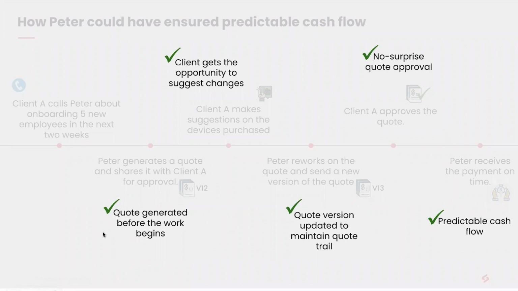beginning, where the code was generated even before the work was started, and the client gets the opportunity to make changes before they receive an invoice, and Peter does not have to create a new version of the code or a new code. Instead, Peter can update the same code and maintain the code trail. Also, there is no surprise when it comes to billing and invoices, and there is predictability in the cash flow.